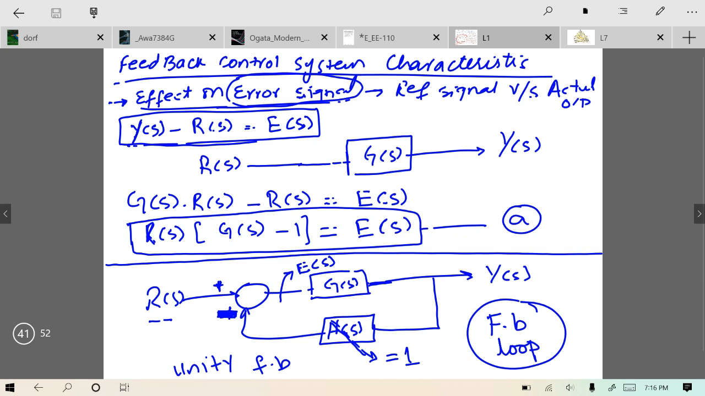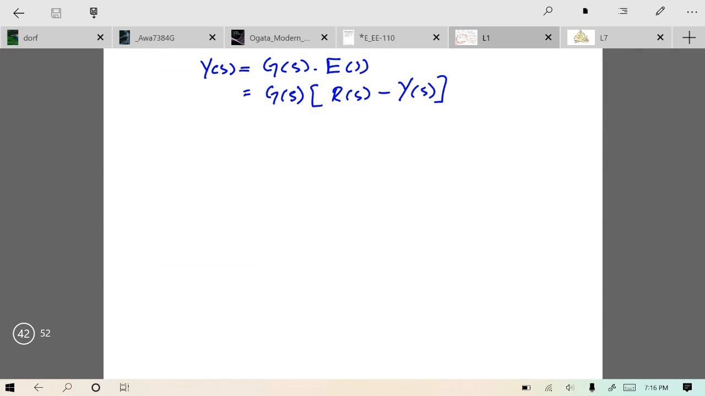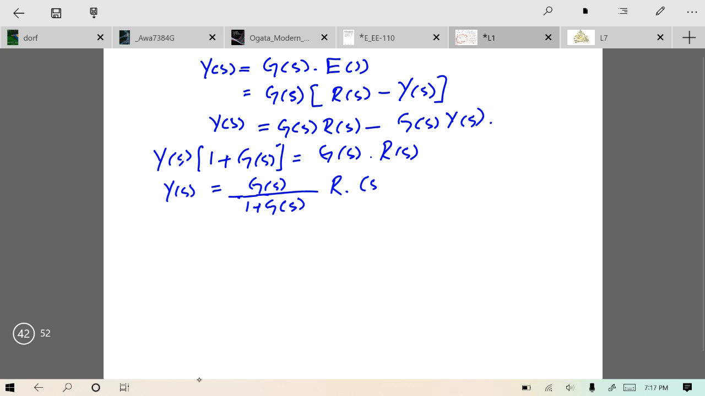This E of S is R of S minus Y of S when H of S is 1. If H of S wouldn't be equal to 1, it would be R of S minus H of S into Y of S. So E of S is R of S minus Y of S, and then Y of S is equal to G of S into R of S minus G of S into Y of S. Taking Y of S common, Y of S into 1 plus G of S is equal to G of S into R of S. We can write it as Y of S equal to G of S divided by 1 plus G of S into R of S.